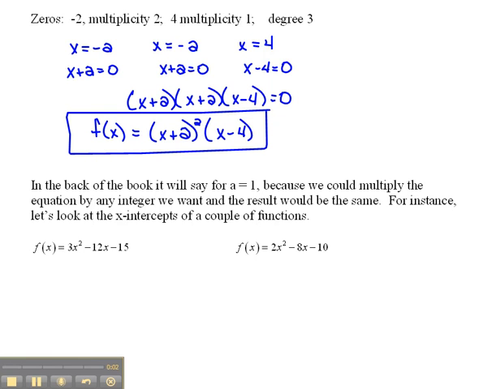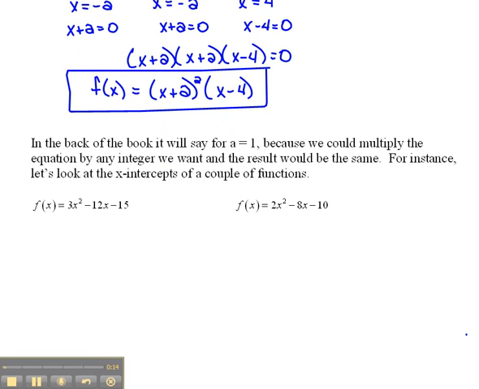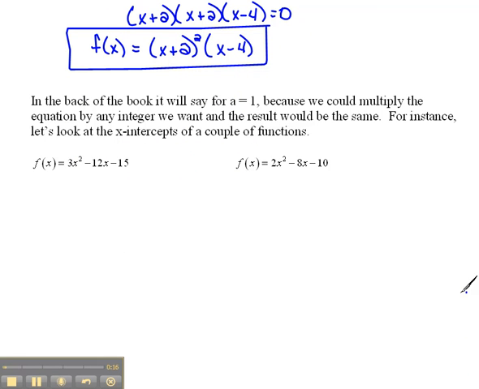Okay, in this last example, we saw how we were going to take zeros and then build a polynomial from that. Now, I just wanted to say a little bit more about this because it depends on what book you're using and where you're at. But a lot of times, especially if you check answers in the back of the book, it'll say, this is the polynomial for a equals 1. And I wanted to show exactly what that was talking about.